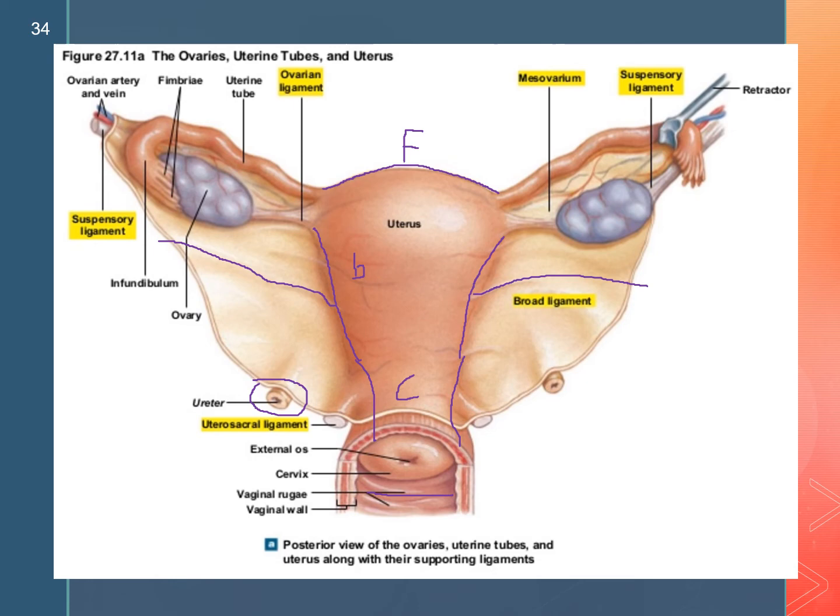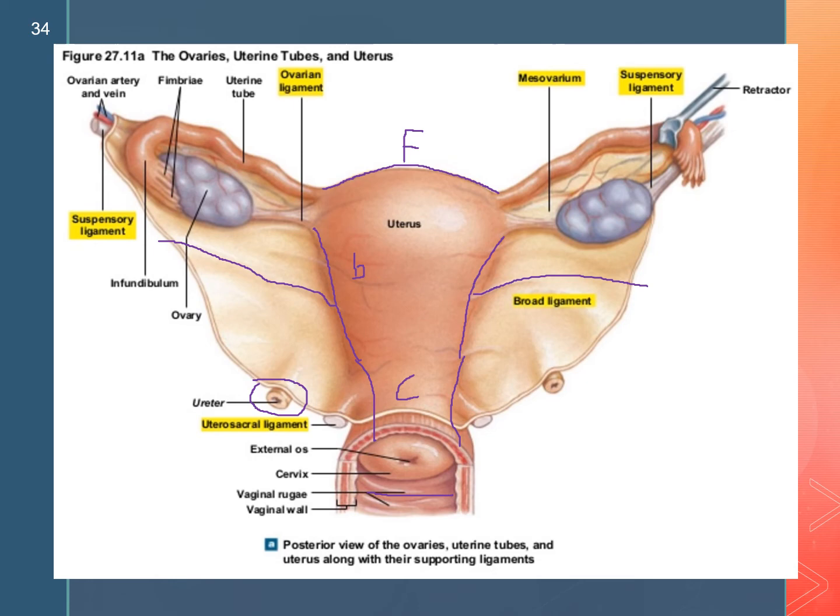There's a couple different ways we do it. We can do a total abdominal hysterectomy, which would be removing just the uterus. Or if we do a TAH with BSO, that means we're taking the uterus, the ovaries, and the tubes. That is a total abdominal hysterectomy with bilateral salpingo-oophorectomy. Okay, now the wall of the uterus is very muscular, and that thick muscular wall is referred to as the myometrium.